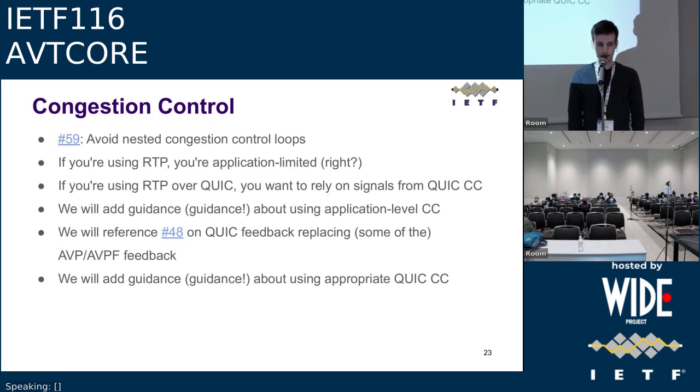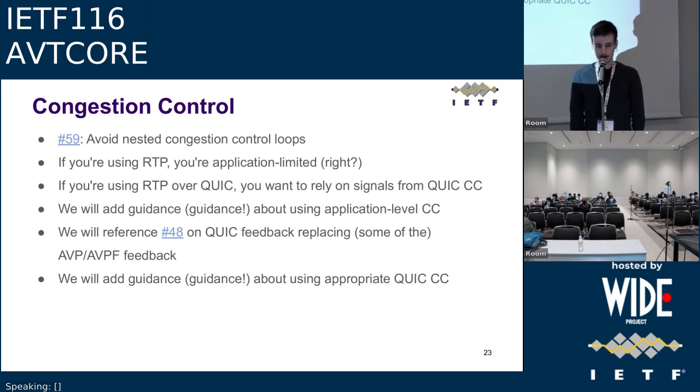The first one is on avoiding nested congestion control loops from RTP congestion control and QUIC congestion control. We will later get to an issue which tries to clean up some of the terminology there. But here, first, one of our assumptions is that if you're using RTP, then mostly you are probably application limited. I think there may be some cases where this is not true, but in many cases it will be. And also, if you're using RTP over QUIC, you probably want to rely on signals from QUIC instead of having additional signaling in RTCP, using bandwidth for things you already know from QUIC.